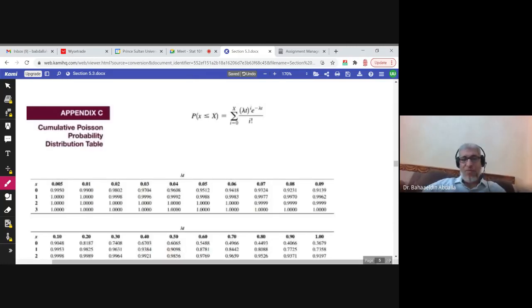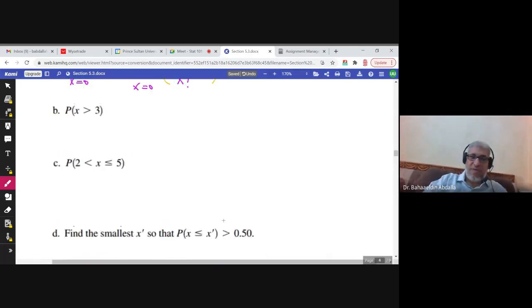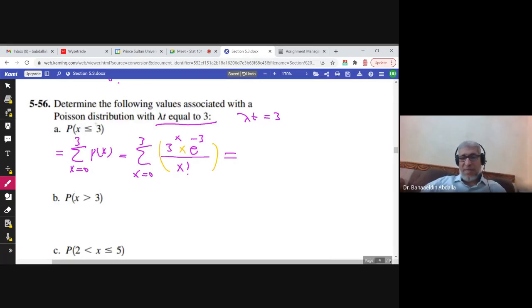There is a cumulative Poisson probability distribution table. We mentioned that cumulative means less than or equal to, so all the numbers here are less than or equal. You need lambda t, which is the mean. There are a lot of lambda t in bold here. So for example, to find this probability less than or equal, you can find it directly from the table because it's less than or equal.